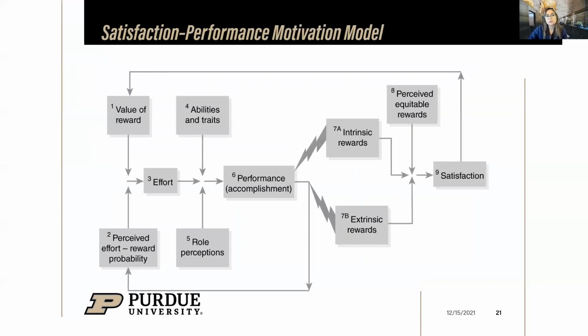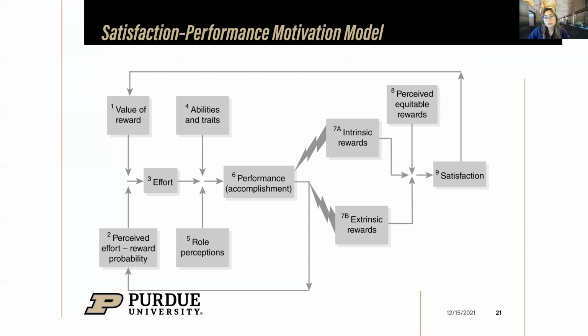Now, the satisfaction performance motivation model. In this model, rewards are linked directly to satisfaction through perceived equitable rewards. This variable refers to the amount of the rewards an individual feels he should receive as a result of his performance. This variable can also be expanded to include the amount of rewards an individual feels should be attached to a particular position within the organization.